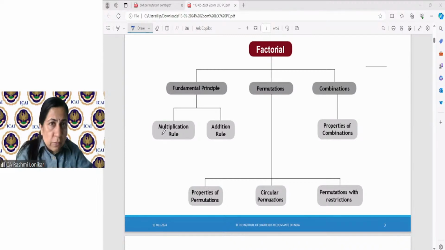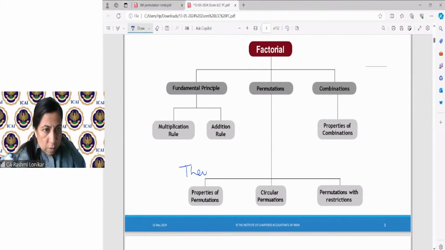Read through what is given in the textbook also, but I'm going to explain also. Then permutation and combination. We are going to try to understand how we are going to go about it. In permutation, you have properties, circular, and permutation with restriction. See, what I would suggest to you is that you should read this. This is important theory. This is important theory. Okay. You may even get questions where they are just asking you the formula.